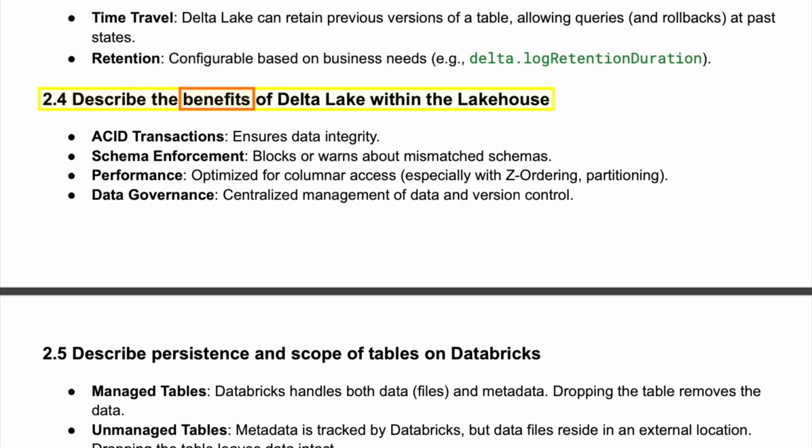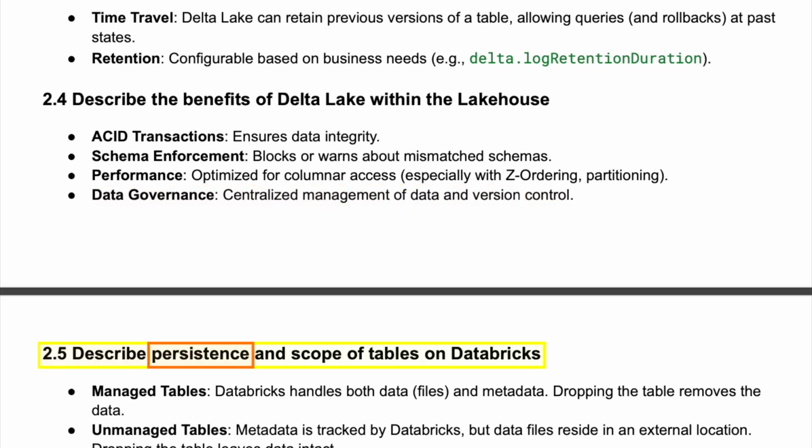2.4 Describe the benefits of Delta Lake within the Lakehouse. ACID transactions. Ensures data integrity. Schema enforcement. Blocks or warns about mismatched schemas. Performance, optimized for columnar access, especially with Z-ordering and partitioning. Data governance, centralized management of data and version control.